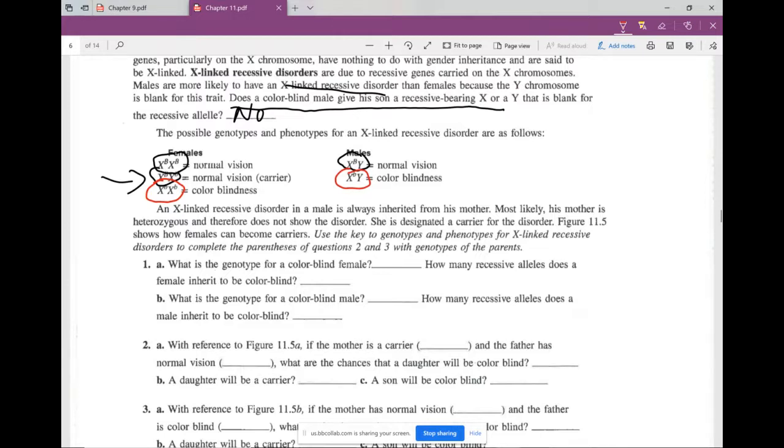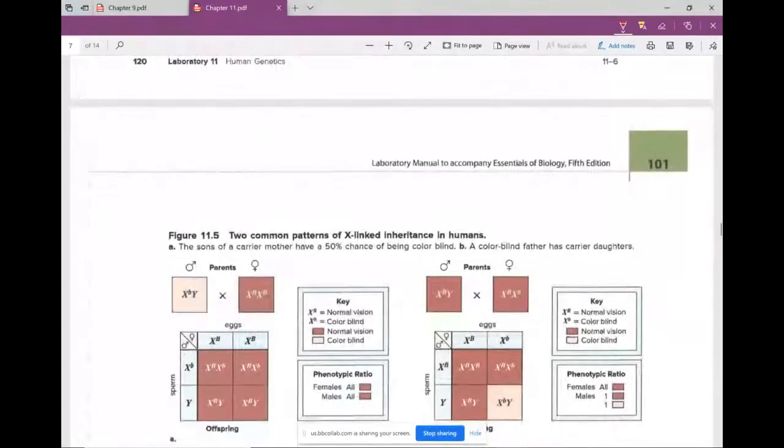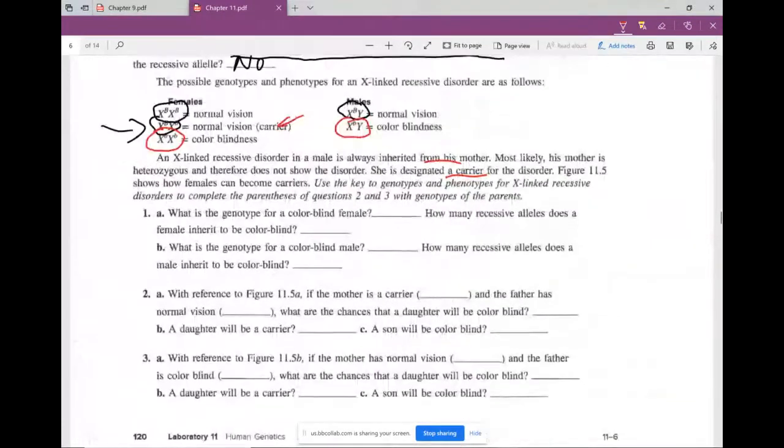All right. So an X-linked recessive disorder in a male is always inherited from his mother. Most likely, the mother is heterozygous and therefore does not show the disorder. She is designated a carrier. So, for example, these are the carriers. Figure 11.5. Where is that? Here we go. It shows how females can become carriers.